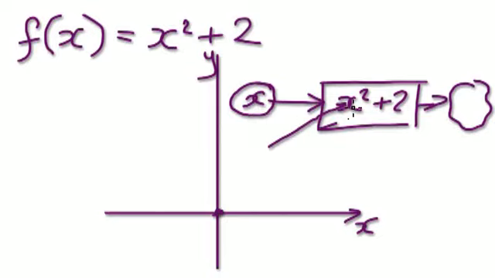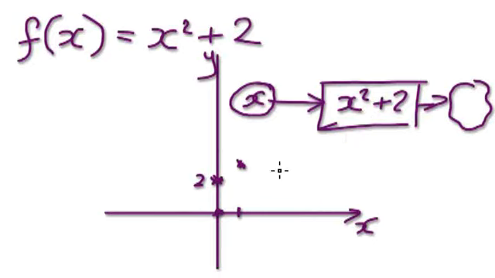0 goes into the x here. So it will be 0 plus 2. So it will spit out the number 2. When you come to plot it, this will be 2. And then let's have a look at 1. When you put 1 into here, 1 squared is 1, plus 2 is 3.